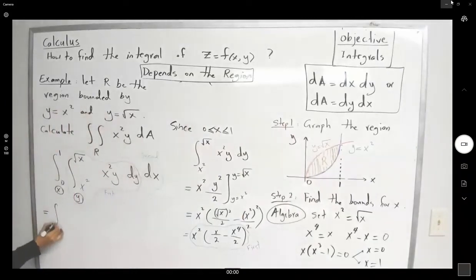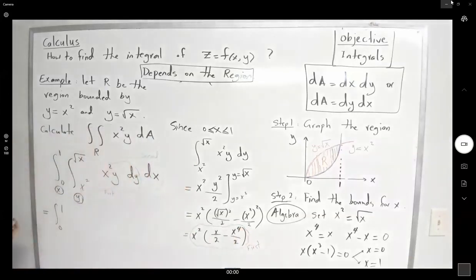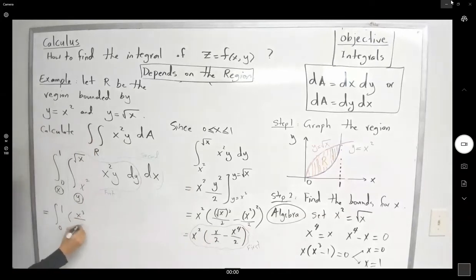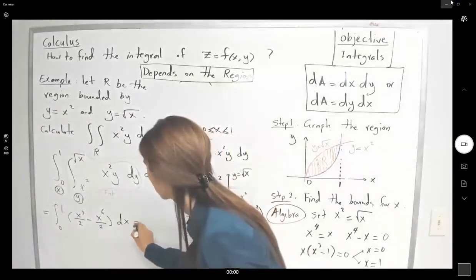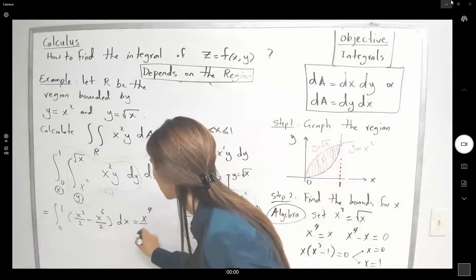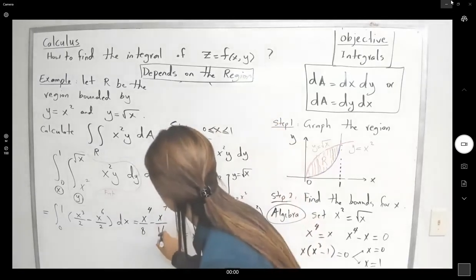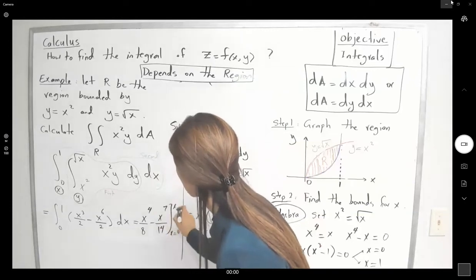So this is equal to the integral from 0 to 1. The first integral has terms in x. I get x cubed divided by 2 minus x to the 6th divided by 2 dx. The rest is easy. You've seen this integral before. This is x to the 4th divided by 8 minus x to the 7th over 14. x ranges between 0 to 1.